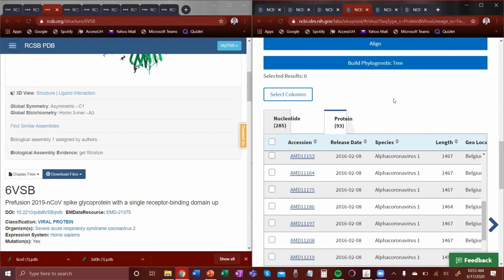So I'm comparing the phylogenetic relationships for the spike glycoprotein for a bunch of different coronaviruses and different hosts.